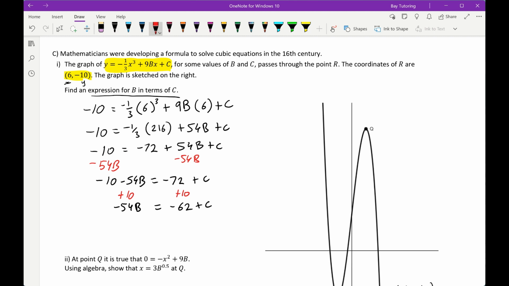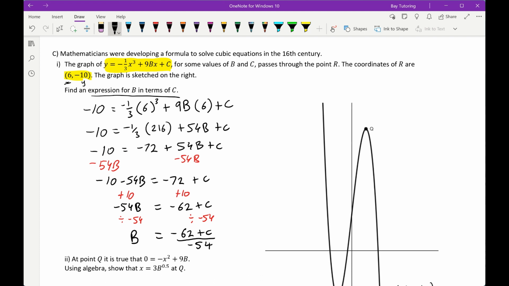We're nearly there. Last step is to do the division to separate negative 54 from b. So divide both sides by negative 54. That gets b by itself, which is what we wanted, and it doesn't really matter what is on the other side so long as the c is over there, which it is, because all we wanted was to have b by itself. And that is the answer. We've got an expression for b in terms of c, and that is a merit question.